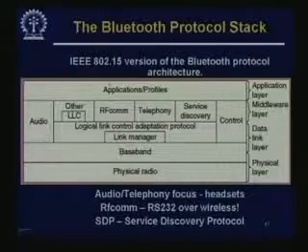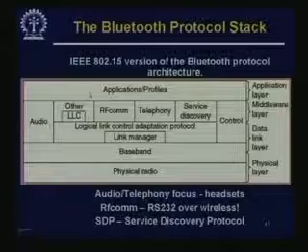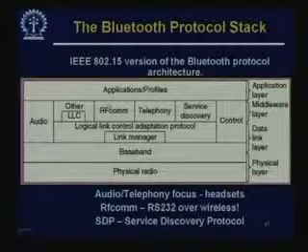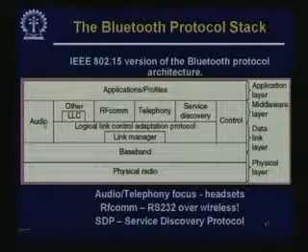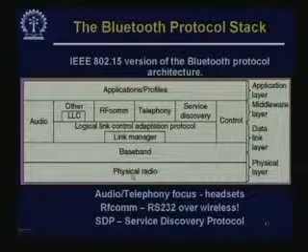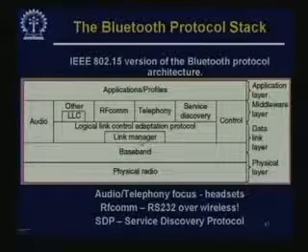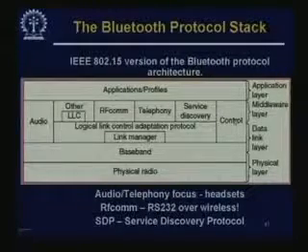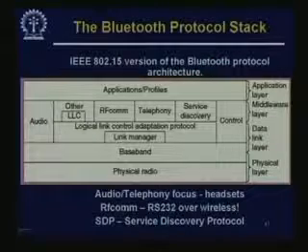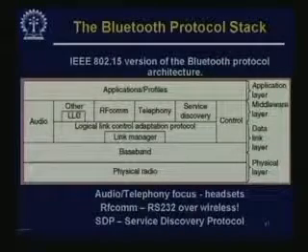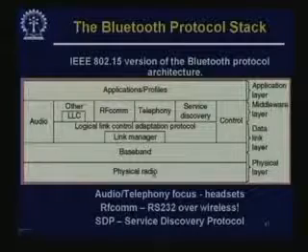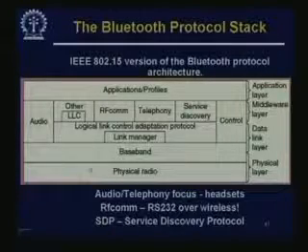So the 802.15 version of the Bluetooth protocol architecture. As I said, these two are slightly different, but we will not bother about it. We have the application profiles, then you have the physical radio, baseband, and the link manager. Here the link manager means the radio link manager, and then there is a middle layer, which is service discovery, telephony, RF communication, and so on. Once again, we do not have the time to go into the details of this.